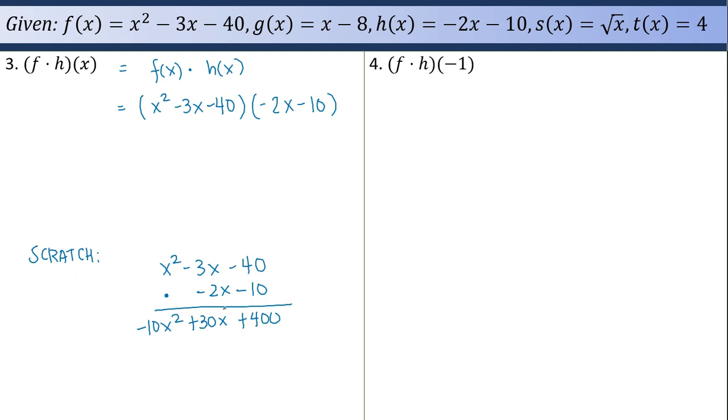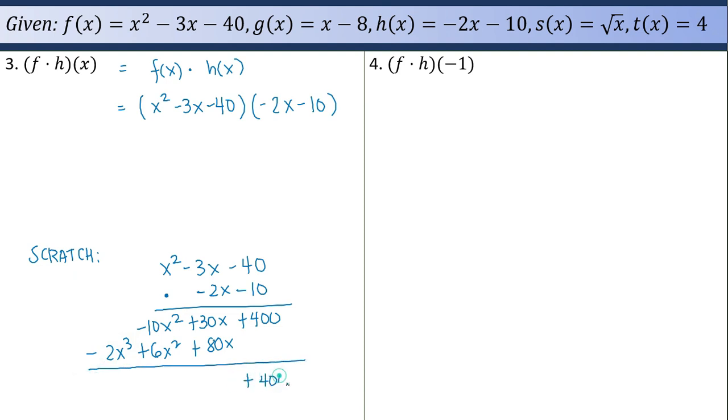Negative 10 times x squared is equal to negative 10x squared. Okay? Dito na tayo sa negative 2x. Negative 2x times negative 40 is equal to positive 80x. Negative 2x times negative 3x is equal to positive 6x squared. Negative 2x times x squared is equal to negative 2x cubed. And then, i-add lang natin.